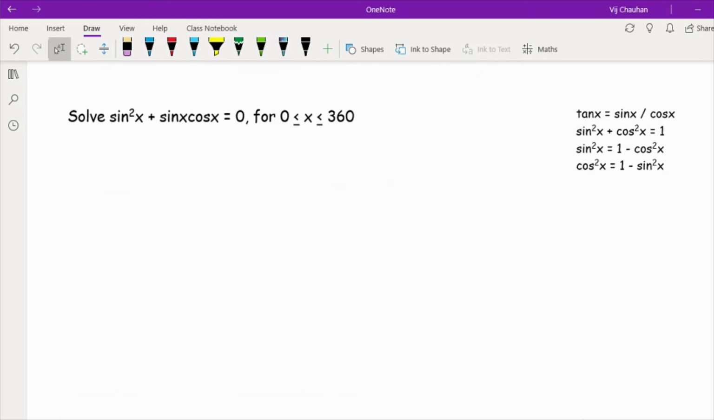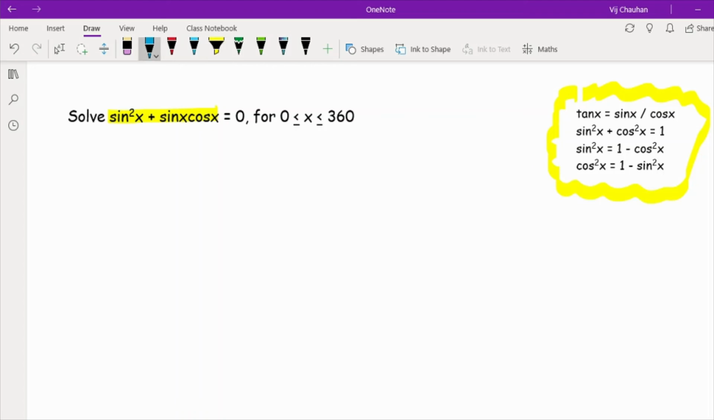And then finally, moving down to our last example. We've been asked to solve sine squared x plus sine x cos x equals 0 for the range of 0 to 360. Now, one thing to look out for is don't automatically go stretching for these trig identities that we know. As you can see from this equation, I've got 2 terms on the left hand side, and I'm thinking, what have both these two terms got in common? Well, both of them have got a sine x.